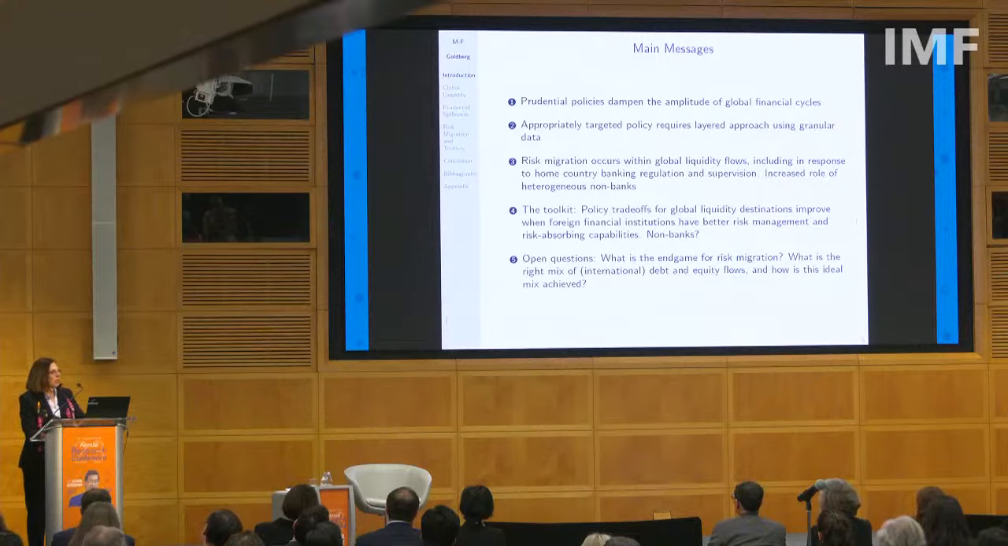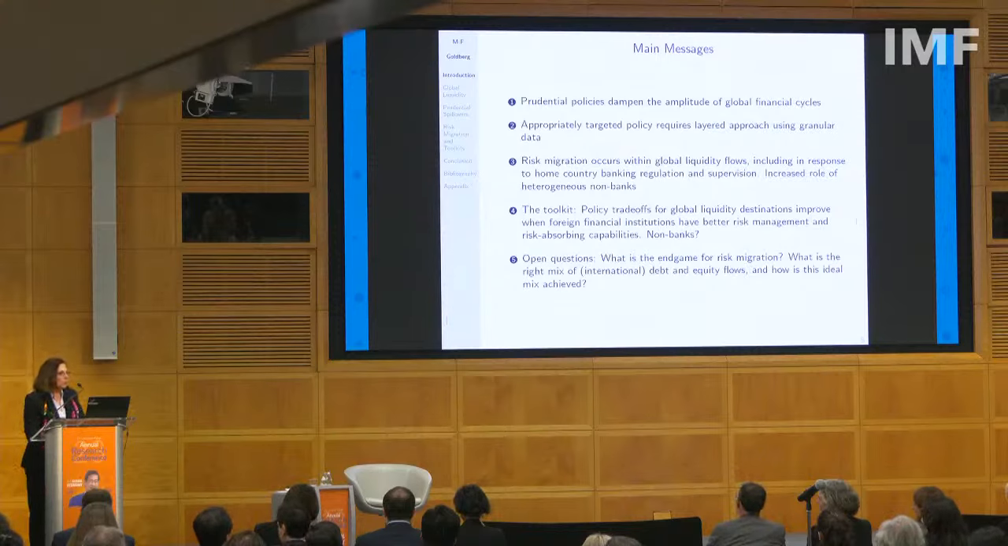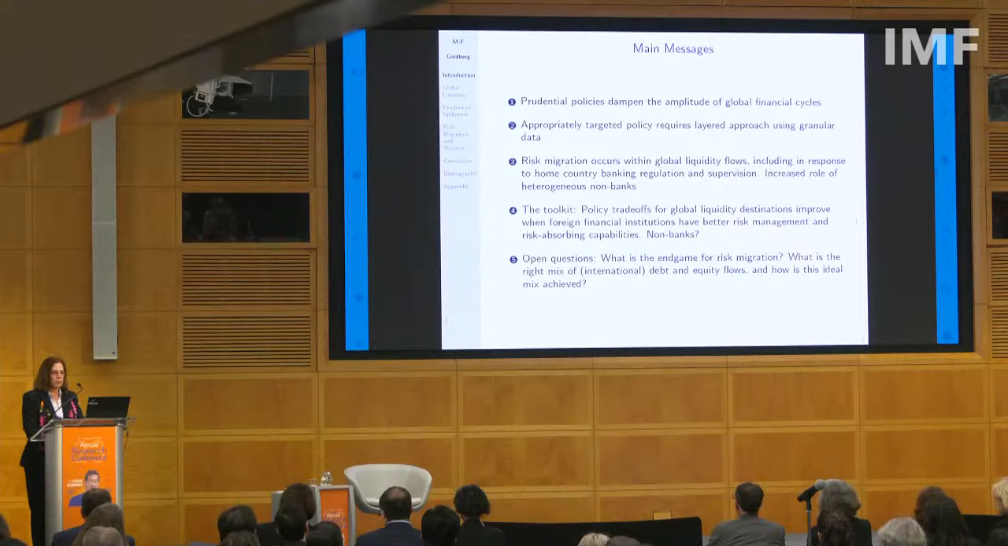We often talk about spillovers from home or source countries active in the international financial system. This granular data approach also focuses our attention on supervision and regulation in the home countries. The third point that I'll make is that risk migration occurs within global liquidity flows, including in response to home country enhanced bank regulation and supervision. The increasing role of non-banks could threaten some of the gains achieved in weakening the response of global liquidity to changes in risk conditions.